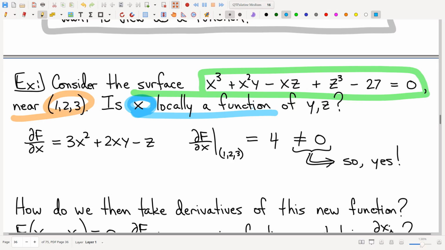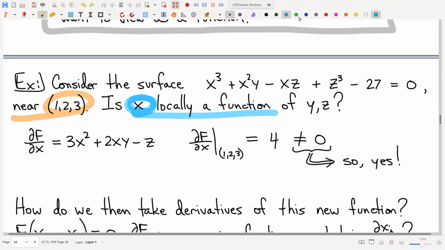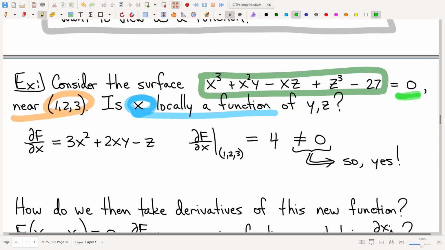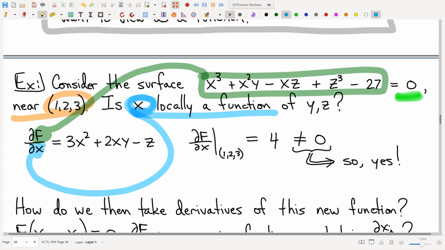If you want to answer this question, can I locally view this as a function? We're going to look at whatever function I'm taking a level set of. I'm going to take its partial with respect to whichever variable I would like to view as being a function of the other two. And then you plug in the point in whose vicinity you want to actually address this question.